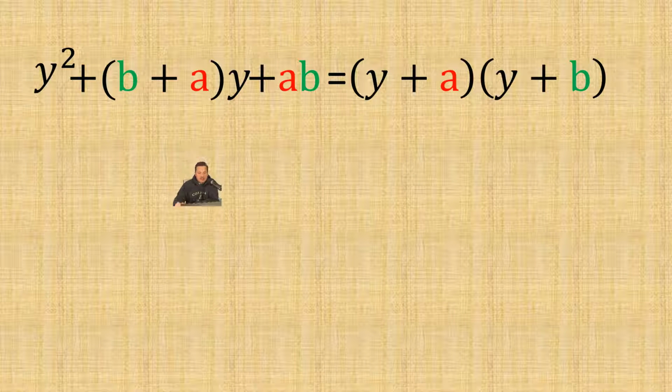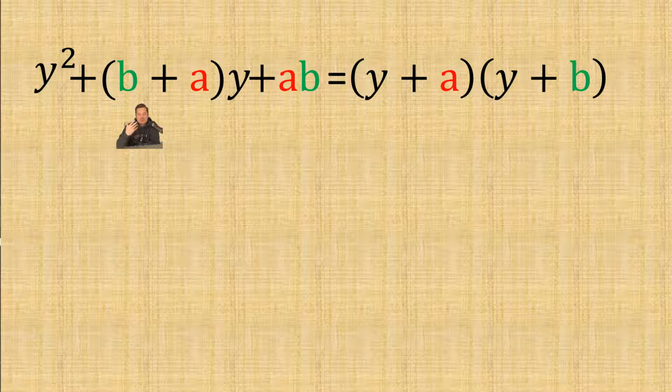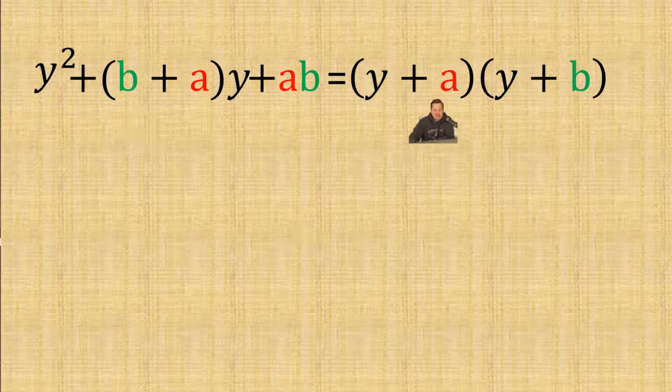Let's look at the pattern. It basically says the following. On the left side, I have y squared plus b plus a, y plus ab. So on the left side, that basically would be a trinomial. Whereas on the right side, what I have essentially is y plus a multiplying y plus b. That would be the factored form of the trinomial. And these two forms are interchangeable. In other words, you can go from the form on the left to the one on the right. That's factoring. Or you can go from the form on the right to the one on the left. That's called FOIL.